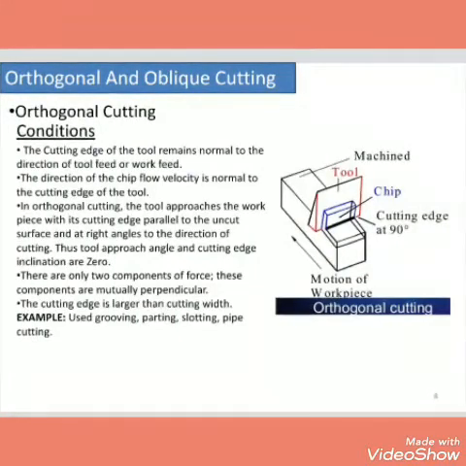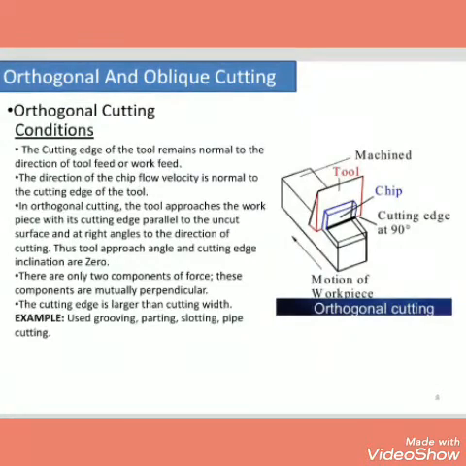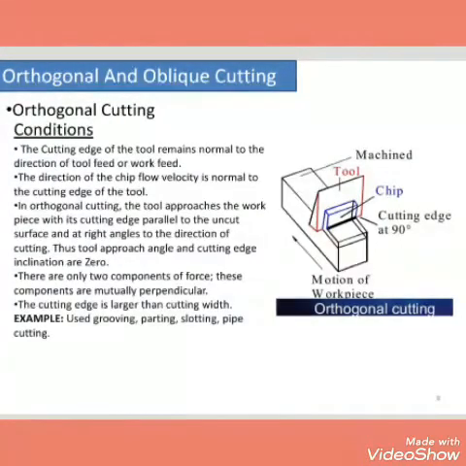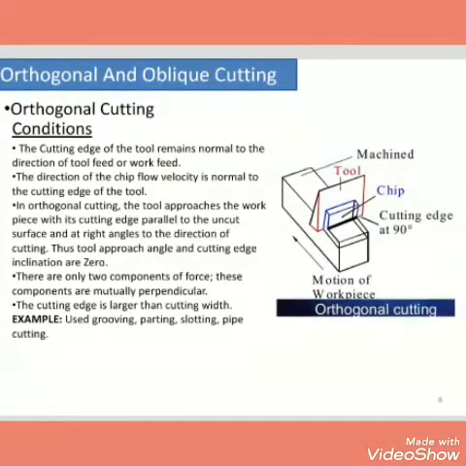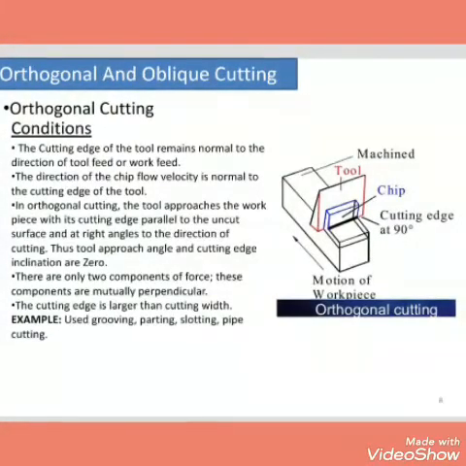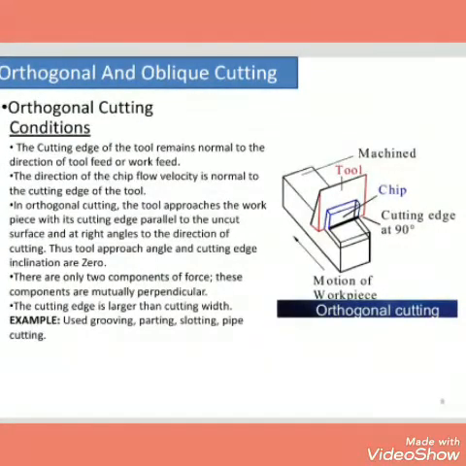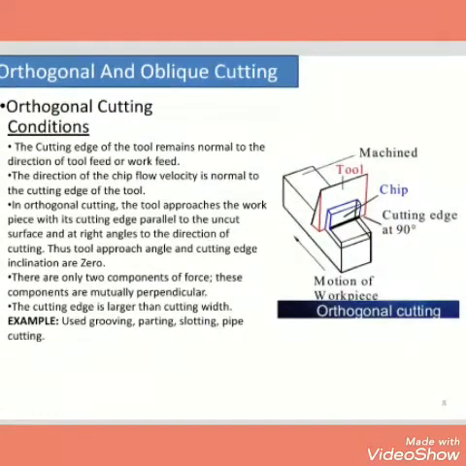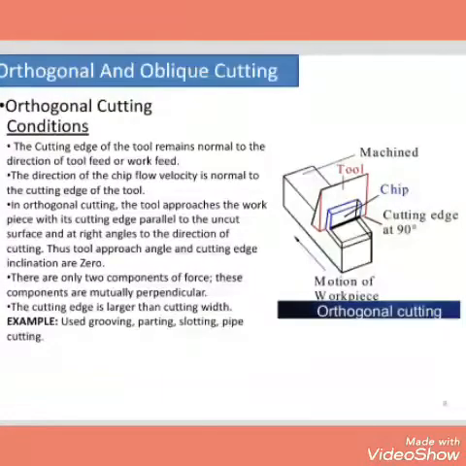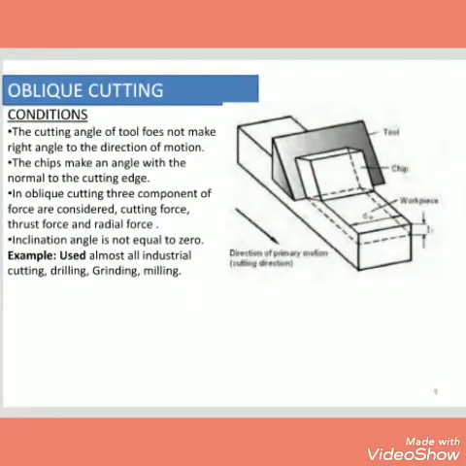Next is orthogonal cutting and oblique cutting. First is orthogonal cutting. The cutting edge of the tool remains normal to the direction of the tool feed or work feed, and the direction of chip flow is normal to the cutting edge of the tool, where the cutting edge is larger than the cutting width. Examples are grooving, parting, slotting, etc.